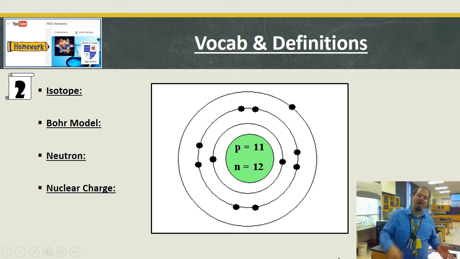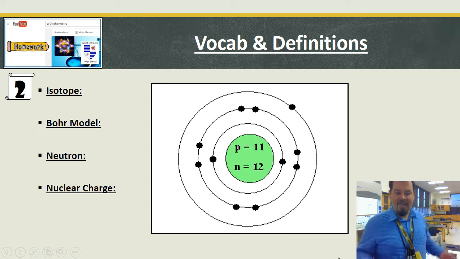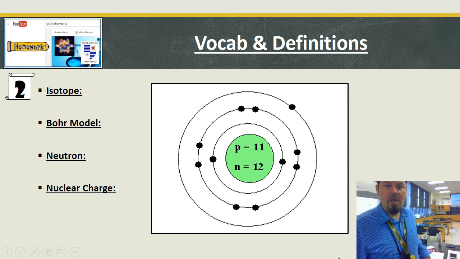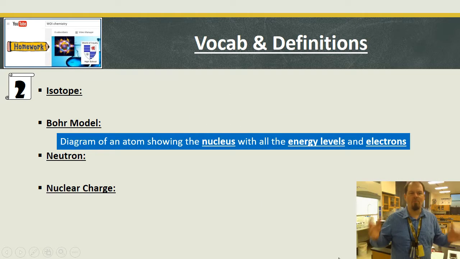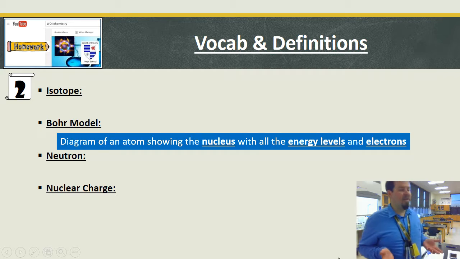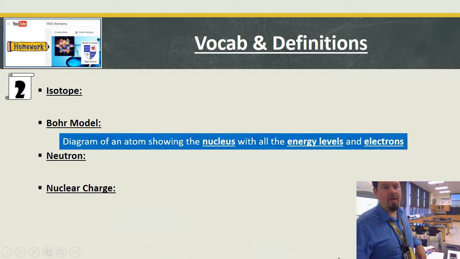This is the Bohr model, named after Niels Bohr. It's that planetary model of an atom. And we're going to do that just so we can see the arrangement of these things. And then we're going to move on to the fast notation, which is the Lewis. So a diagram showing the nucleus and all the energy levels and all the electrons. This is a nice map of what's going on.